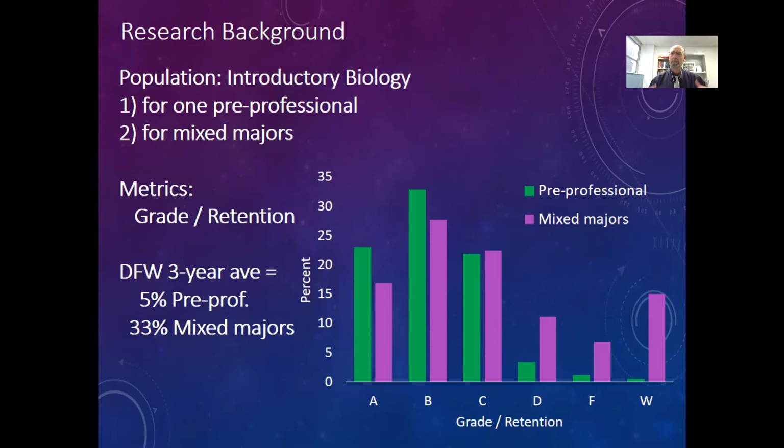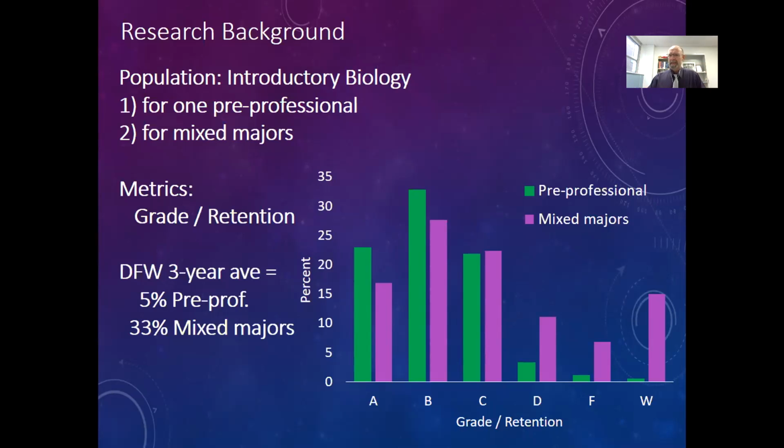So this is where my mind started to roll, and this is where the research question was founded. Why is there this discrepancy between 5% DFW rates, year over year stability, in this pre-professional class, an introductory biology course for one major, versus this 33% loss in the traditional mixed majors course?